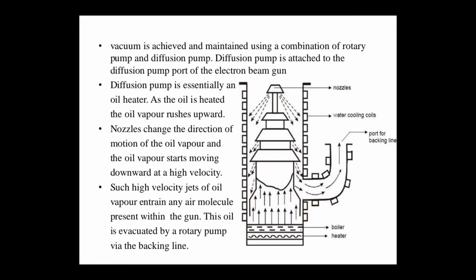Diffusion pump is essentially an oil heater. As oil is heated, the oil vapor rushes upward. The nozzle changes the direction of the motion of the oil vapor, and the oil vapor starts moving downward at high velocity. Such high velocity jets of the oil vapor entrain any air molecules present within the gun. This oil is evacuated by a rotary pump via the backing line.